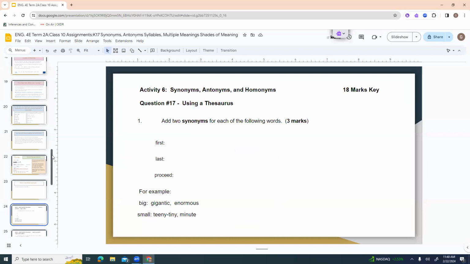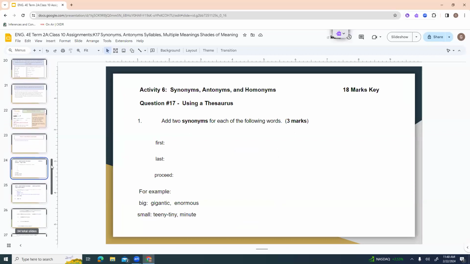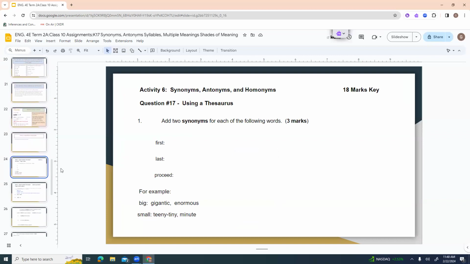Okay, so then in our book, question number 17 has a whole bunch of different parts. So we're going to look at them. But if we happen to run out of time, it's right there in your unit. But I just wanted to kind of show you how to do some of them because I didn't think they were all 100% obvious. So question number 17 is using a thesaurus.